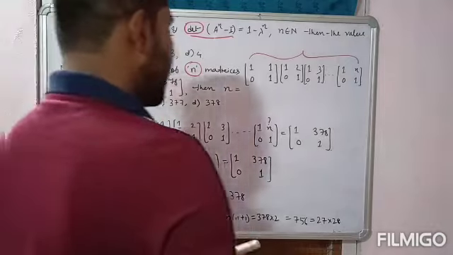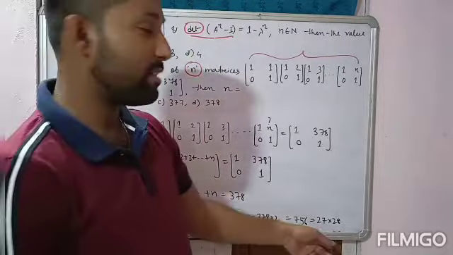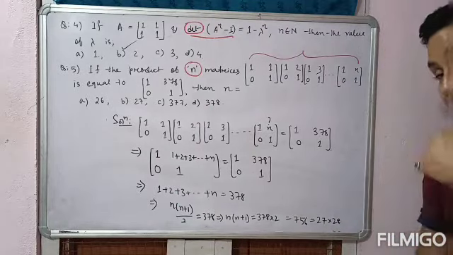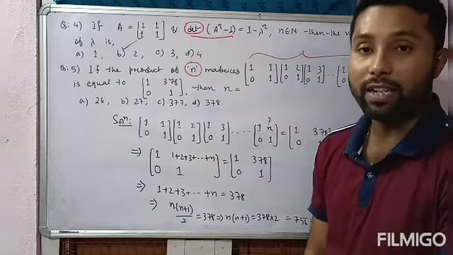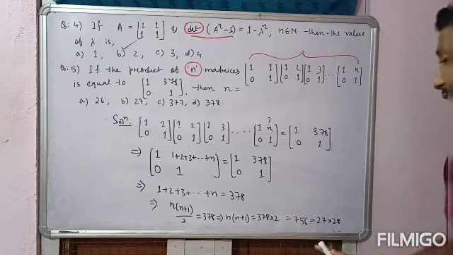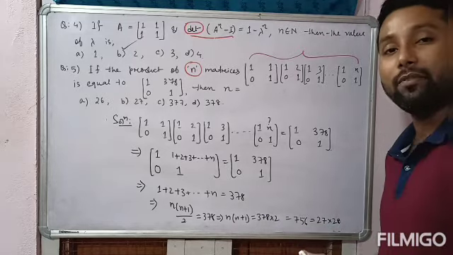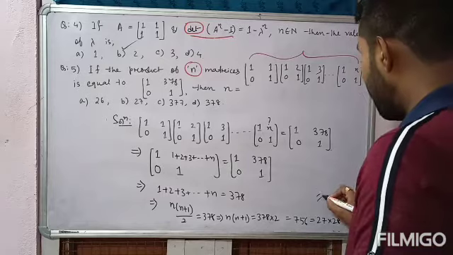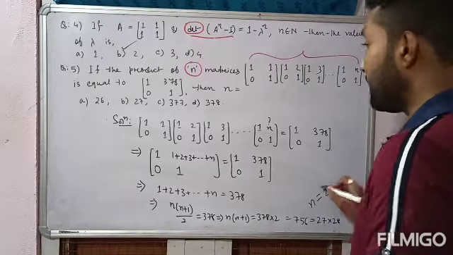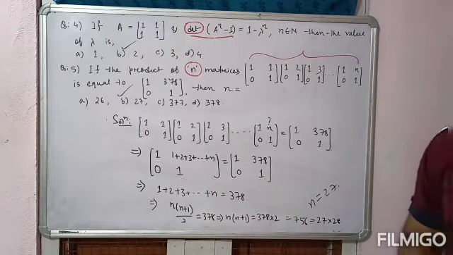756 can be written as 27 into 28. Why have I written it like this? Because on the left hand side, n into n plus 1, consecutive terms are there, right? Since they are consecutive terms, if we break the right hand side into the same form, we can equate. We already studied this in the PNC topic. So we can equate easily. So n is equal to 27, or you can write n plus 1 equal to 28, which means n equal to 27. So the value of n is 27, right? In this way you have to solve this question.